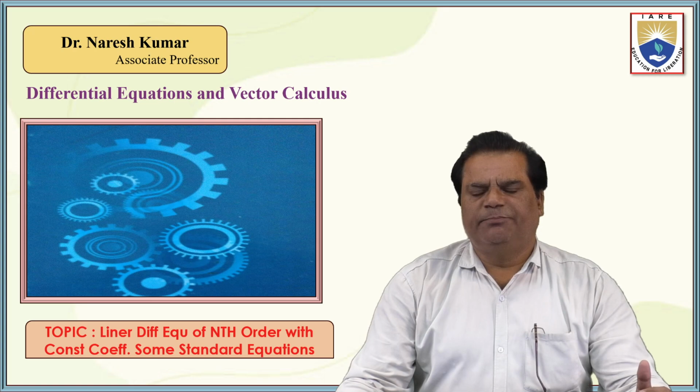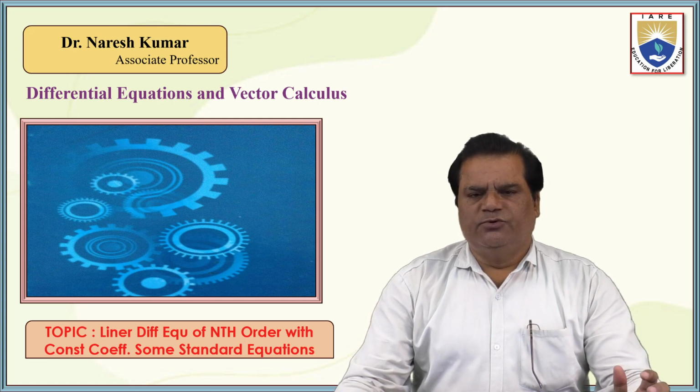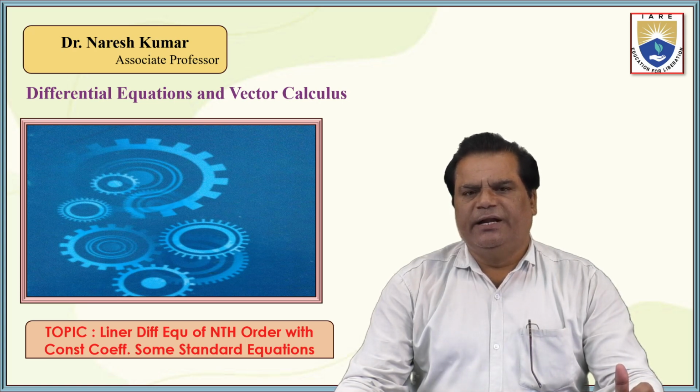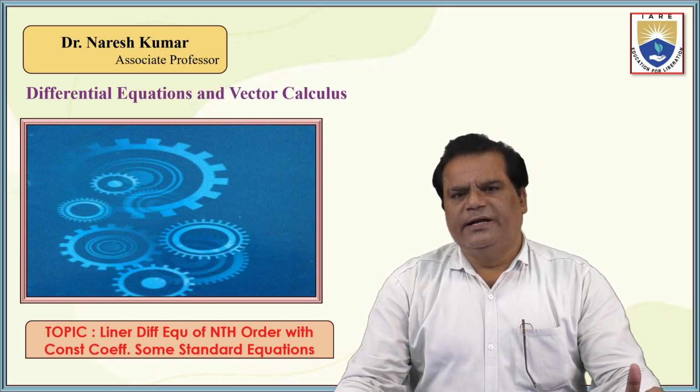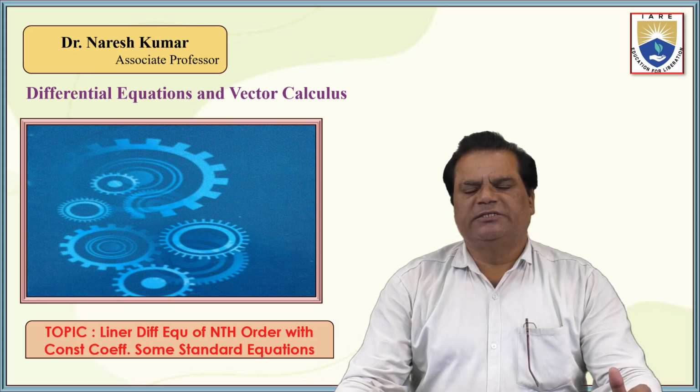y is equal to CF plus PI. We apply it in this equation. The complete solution is y is equal to CF plus PI. y is the dependent variable, x is the independent variable, y is dependent on x. So y is equal to CF plus PI is there.